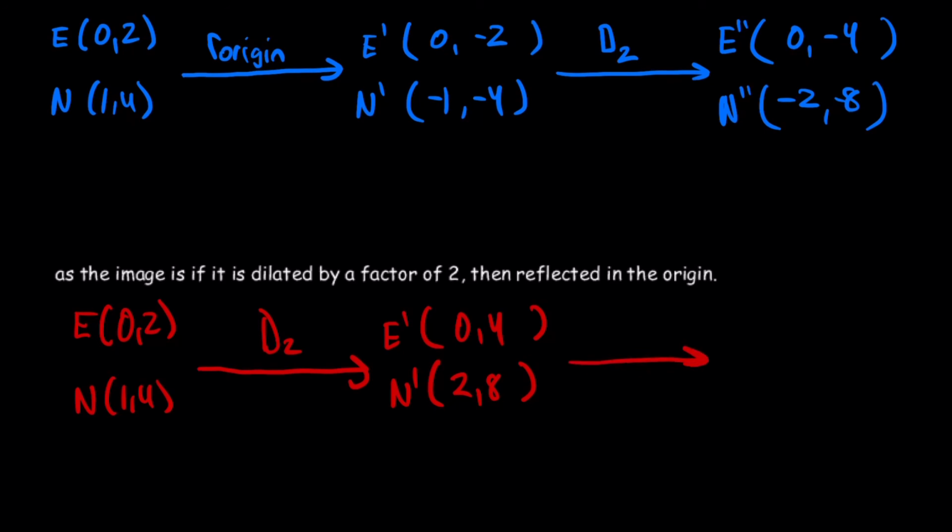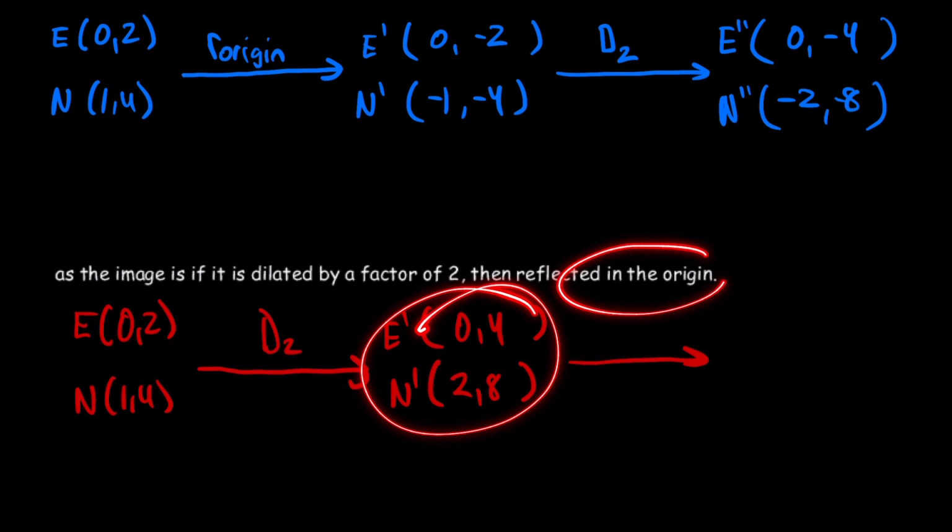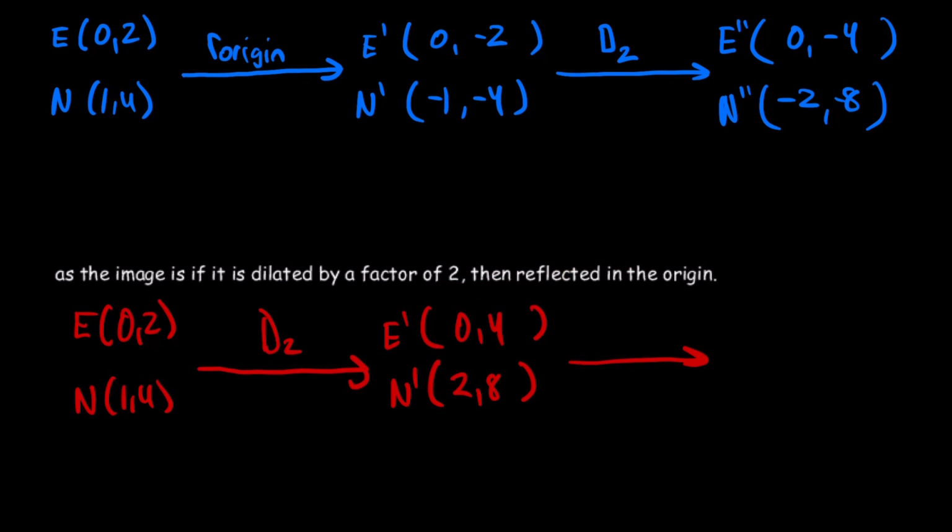Okay, now I take these coordinates and reflect them in the origin. Well, remember, your rule for reflecting in the origin is to negate both. So I write down here reflection in the origin. E double prime, let's negate both, 0, -4. N double prime, negate both, -2, -8.